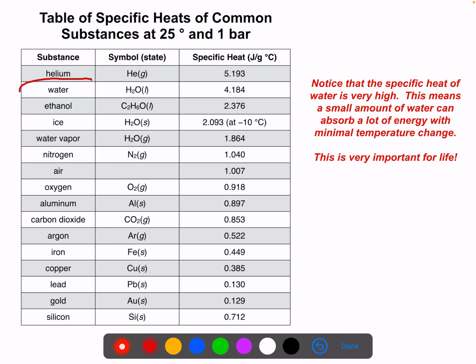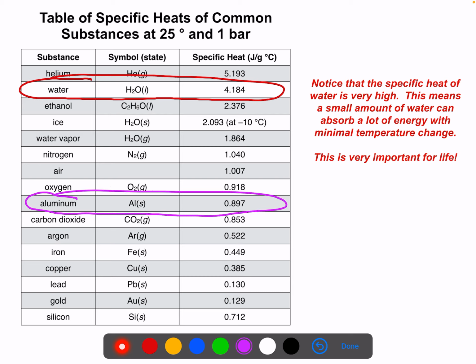And I just want to point something out to everyone. We can look at something like water. Liquid water has a specific heat of 4.184. That's the amount of energy it takes to raise 1 gram of water by 1 degree Celsius. And just compare that with something like maybe aluminum. And notice the difference in that specific heat, 4.184 and 0.897. So aluminum has a very low specific heat.